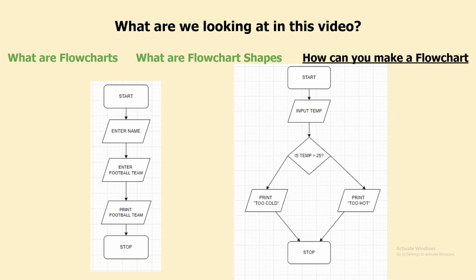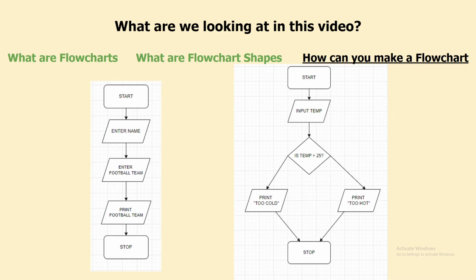On the right hand side, we can see that temp is being input, and then we've got a decision diamond there to decide if temp is greater than 25. If temp is greater than 25, it's going to print too hot. If it's not, too cold. With this flowchart, to make it read a little bit easier, we can always annotate it by having yes or no on the lines which are attached to the decision diamond.